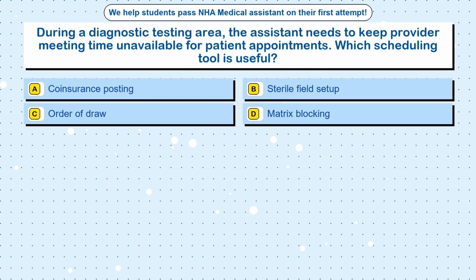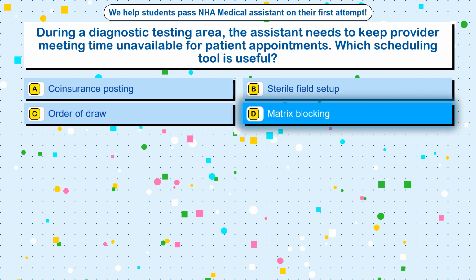Question 38. During a diagnostic testing area, the assistant needs to keep provider meeting time unavailable for patient appointments. Which scheduling tool is useful? Option A. Coinsurance posting. Option B. Sterile field setup. Option C. Order of draw. Option D. Matrix blocking. The correct answer is option D.